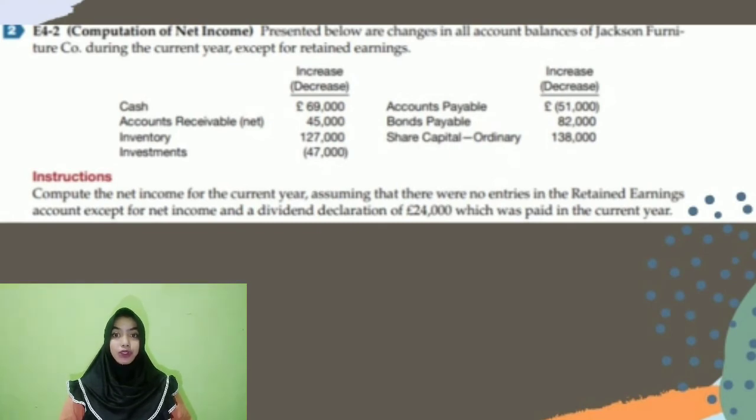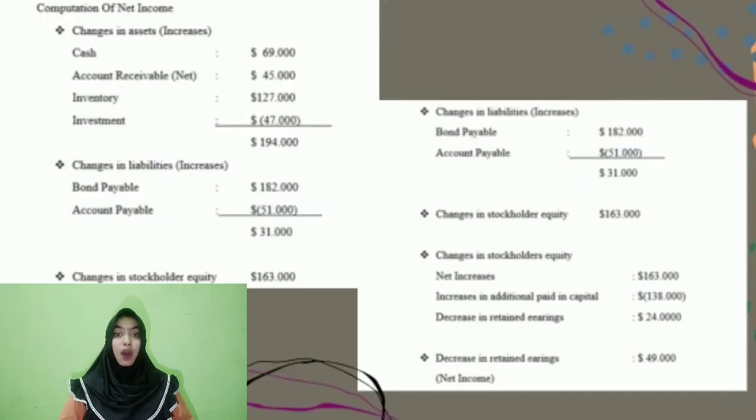In this exercise, we are told to find the net income. The way to find the calculation of net income is that we first classify which ones include asset and liability. Here, the assets are cash, account receivable, inventory, and investment. Now, you can see the total asset like this beside me. Now, we find the result of the asset value, which is $194,000.